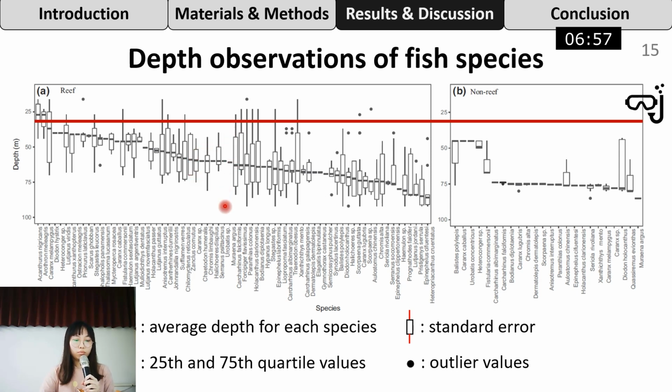And the boxes represent the 25th and 75th quartile values, meaning 50% of the observations for that species fall within this depth range. And the 2 vertical lines above and below the box represent the standard error, and the points represent outlier values.